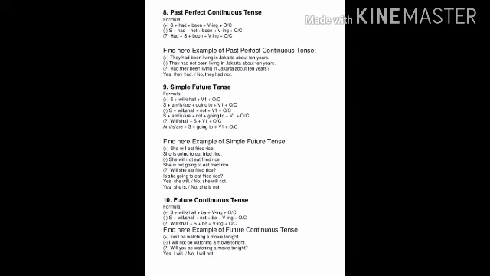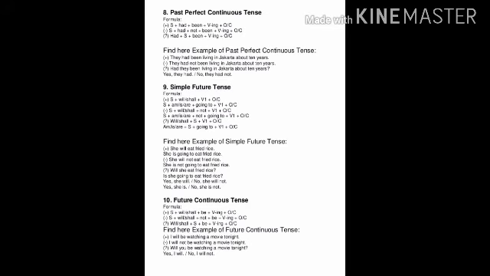Next is future continuous tense. In that the formula is subject plus will shall plus be plus verb plus ing plus other words. An example, I will be watching a movie tonight. In the negative, I will not be watching a movie tonight. And interrogative, will you be watching a movie tonight?